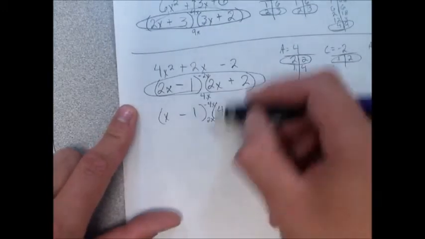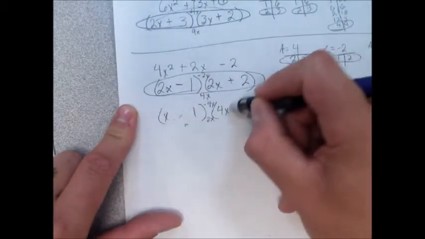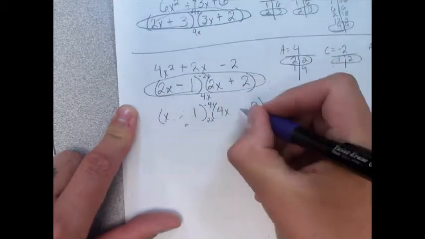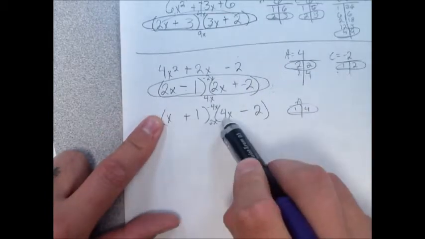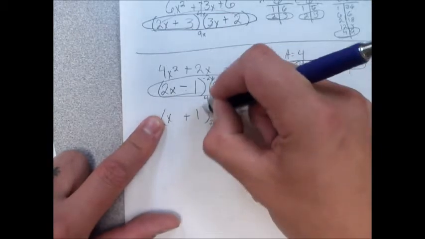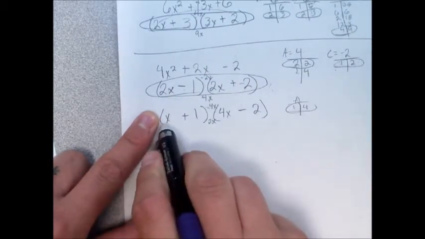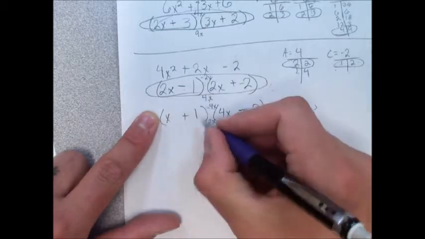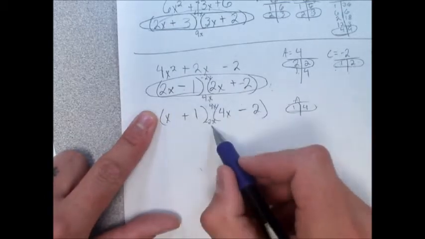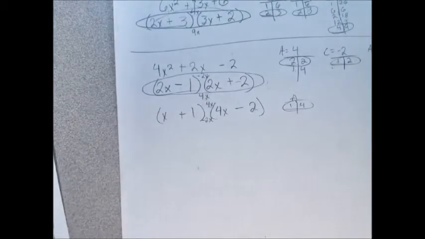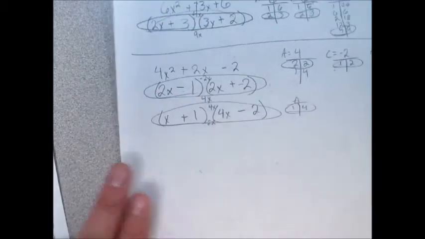Because it came out negative instead of positive, all I have to do is switch my signs. And then recheck my answer. So positive 1 times 4 gives me a positive 4. And then a positive x and a negative 2 give me a negative 2x. And when I combine those, I have 4x minus 2x, which gives me a positive 2x, and I'm good again. So either of those answers would have worked.